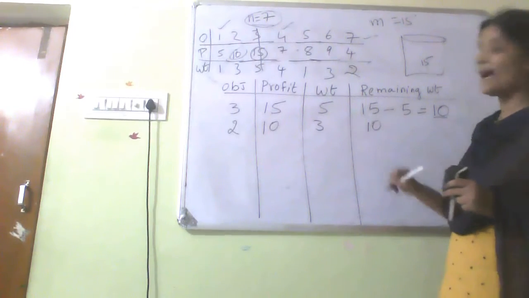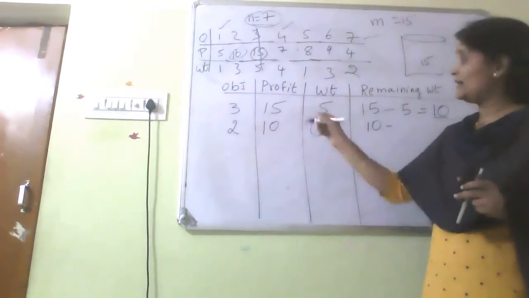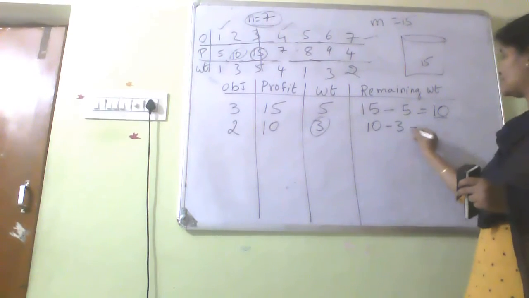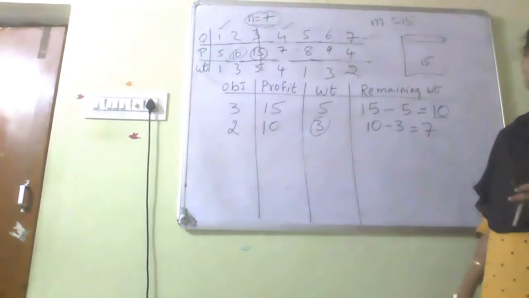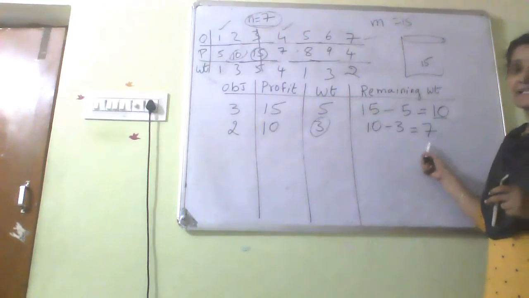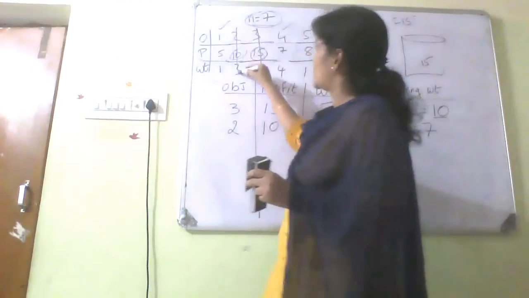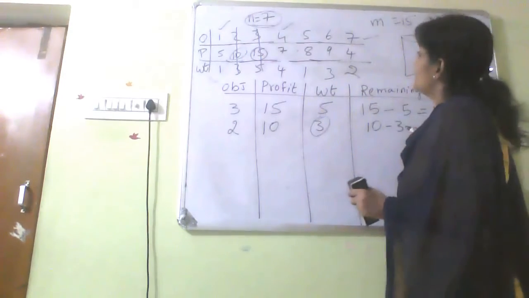Now, the capacity of the bag is 10 minus what is the weight you have placed now? The weight is 3. So I am subtracting. So we are getting 7. Now still you have the space for 7 kgs. So now let us again proceed. So this object 2 we have completed. Now next one.